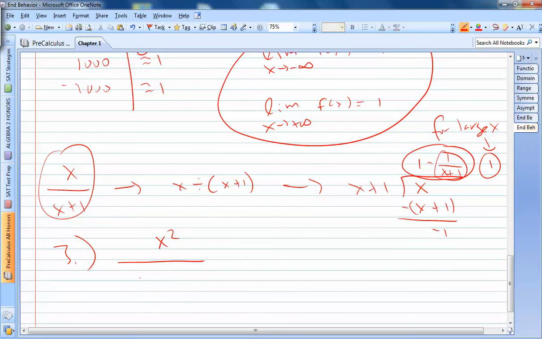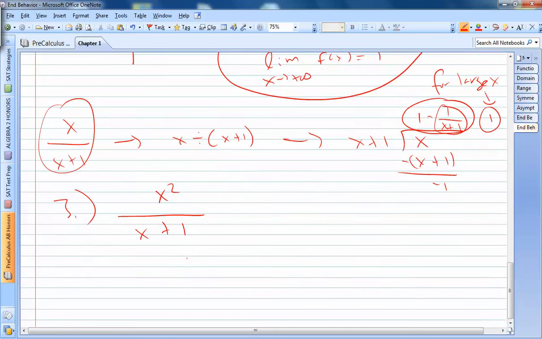Fine for number 3. You have x squared over x plus 1. Again, if I were to plug in a table, if I were to plug in 1,000, y is a very large number. If I plug in negative 1,000, actually in this case, you get a negative large number. Like maybe negative 1,000 or negative 10,000, I'm not sure.